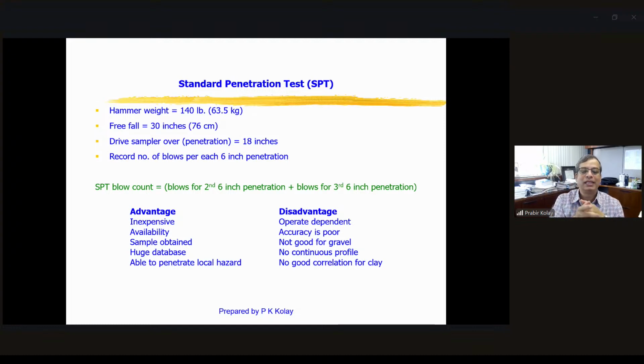Okay. So what is the advantage of this SPT test? It is inexpensive, it is available, samples are obtained, there is a huge database, and it is able to penetrate local hazards. And then the disadvantages: it is operator dependent, accuracy is poor, it is not good for gravel, so it will be difficult to penetrate, there is no continuous profile, and no good correlations for clay. Again, for clay we cannot just use that, because you need to use the Shelby tube sampler.